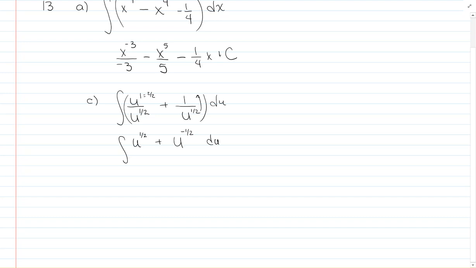And then, just like before, add 1 and divide. So add 1 to 1/2 is 3 halves. And then divide by 3 halves, but that's the same as multiplying by the flip, 2/3. Add 1 to -1/2. So that's going to become positive 1/2. And then again, divide by 1/2 is the same as multiplying by the flip. And then plus c.